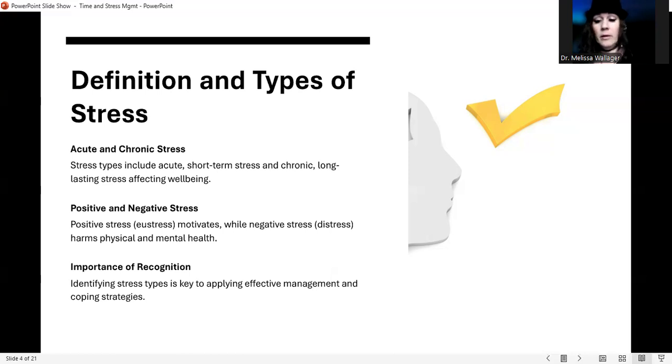There is a high level of importance in recognizing what type of stress you're experiencing. Identifying stress types is key to applying effective management and coping strategies. And so sometimes this takes practice. I don't go into any of this instruction thinking that anything that is suggested or recommended, or any strategies or coping skills that are shared, will come easy. It's definitely going to take some footwork and some hard work and practice. Practice makes progress.